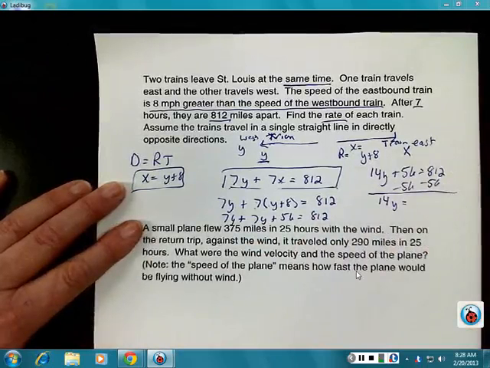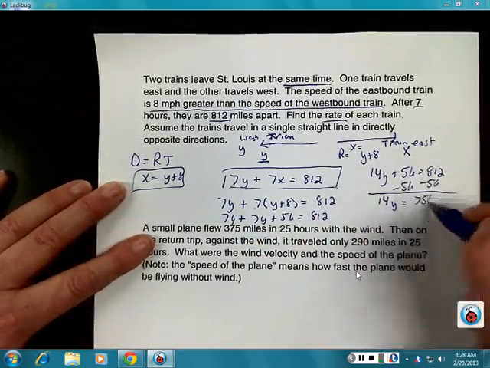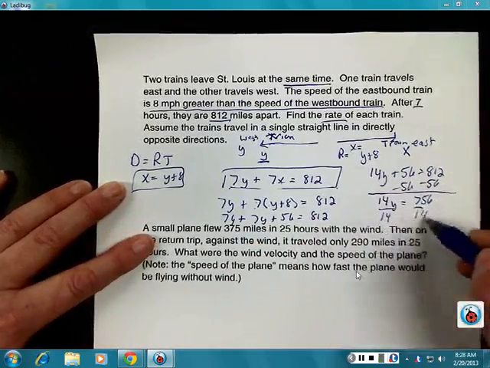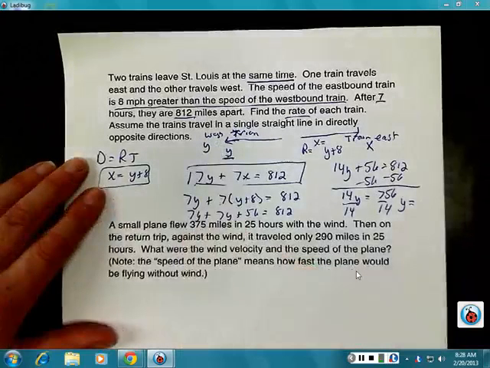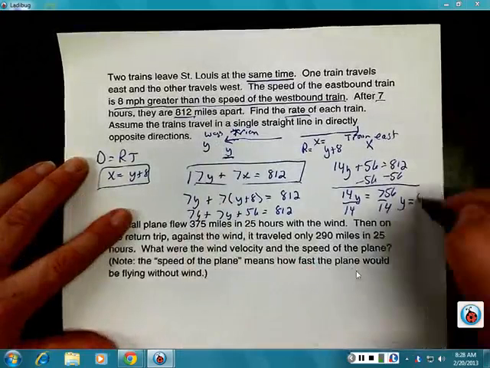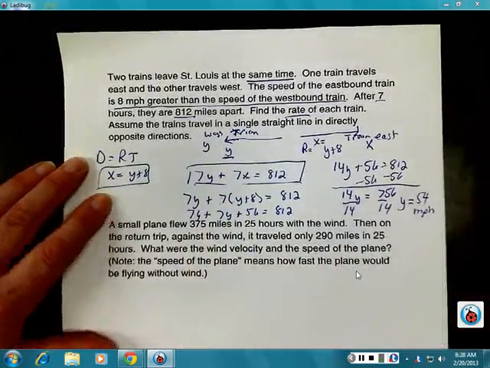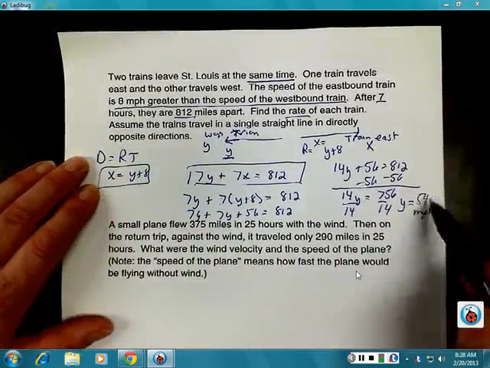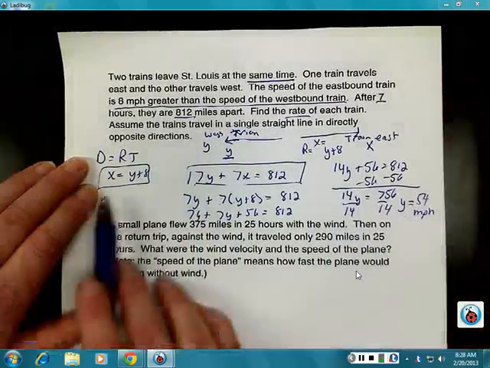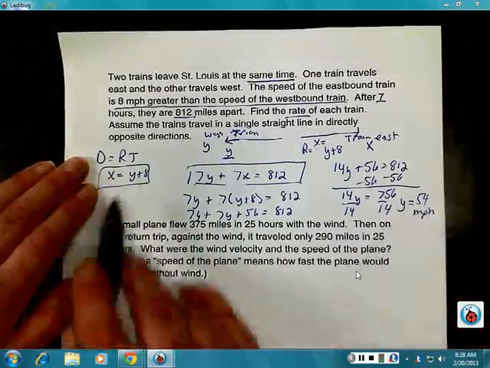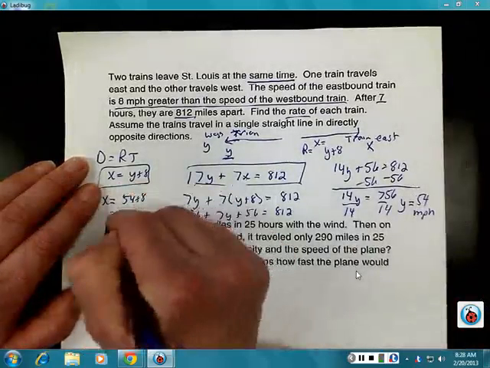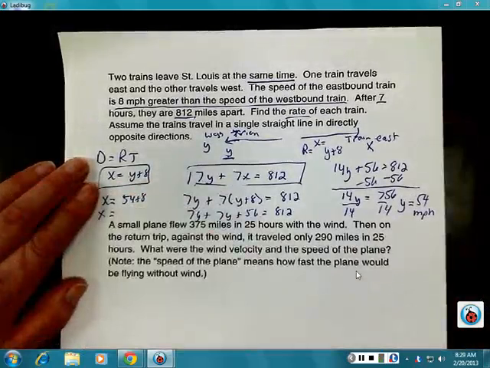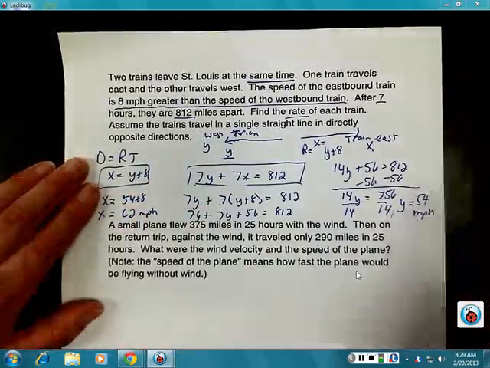756. One more time, 756. Divide that by 14, and I find that train Y, the westbound train, is traveling at 54 miles per hour. And then I need to go back. That's only one of my answers, right? And so I need the second answer. So what's the second answer going to be? Well, take 54, put it back in where Y is at, and solve for x. So 54 plus 8 gives me x is equal to 62 miles per hour.